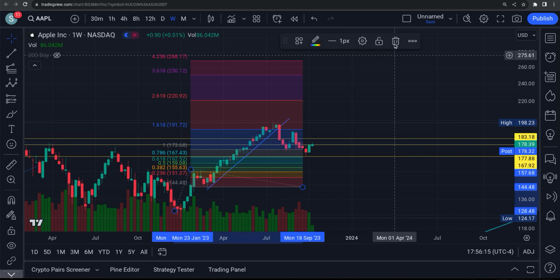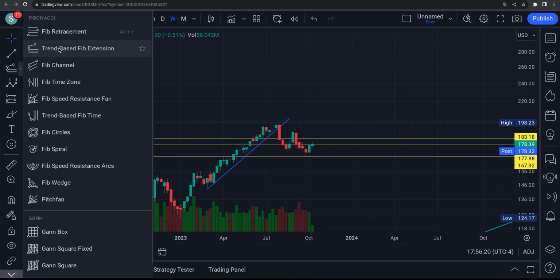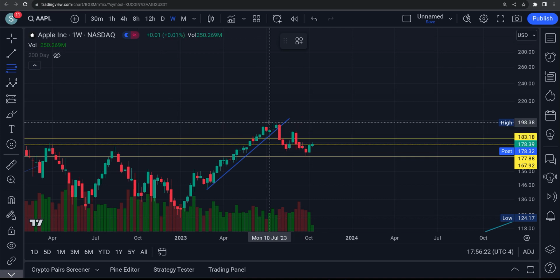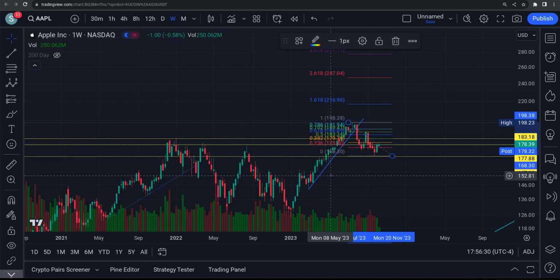Now, there's one other way to get a target for this, which I use. I believe in this one very, very much. Okay, a 1618 is usually a 5th wave. They're very accurate with that.